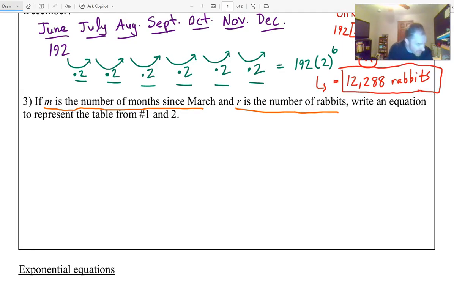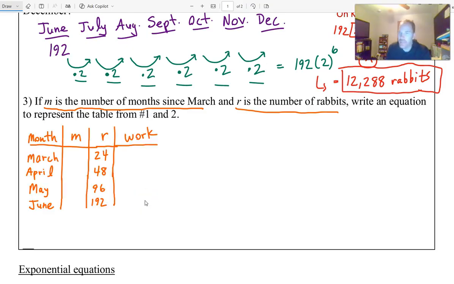I'm going to set up a table. So here's the table that I'm going to use. I filled in the months. I filled in the number of rabbits, which we're using R as the variable. M might be a little tricky, but see if you can come up with the values for M, which again, M represents the number of months since March. And then to help me come up with the equation, I'm going to look at the work. So again, if you haven't paused the video and had a chance to think about it, take some time there.